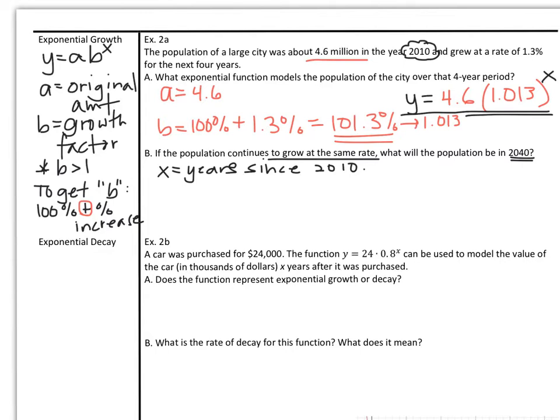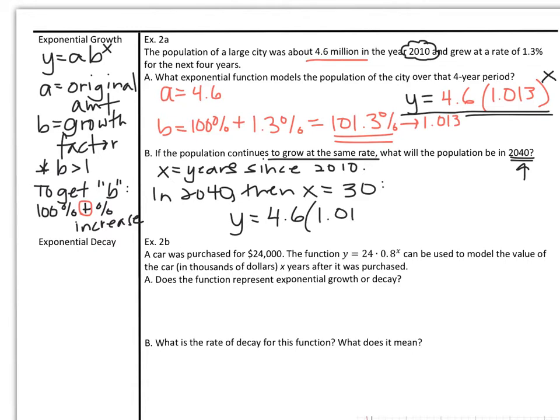If we want to predict the population in the year 2040, what will we plug in for x? Well, if we take 2040, that would be 30 years from the year 2010. That's what we should plug in for our input. Y would be the population, that's our output. So y would equal 4.6 times 1.013 raised to the 30th power. Now that's going to be big enough.